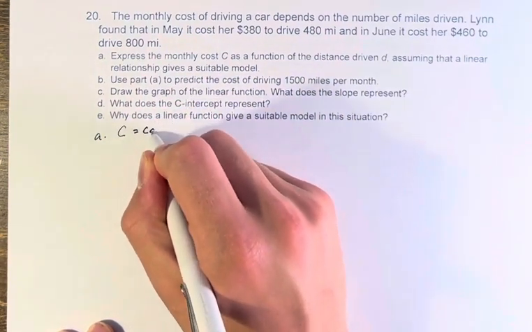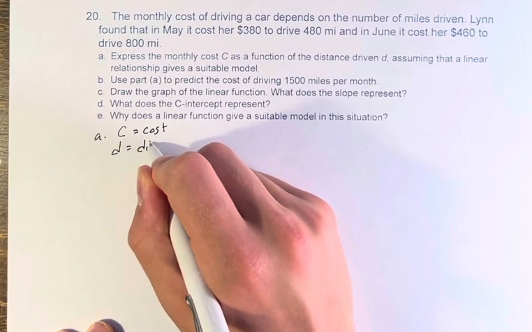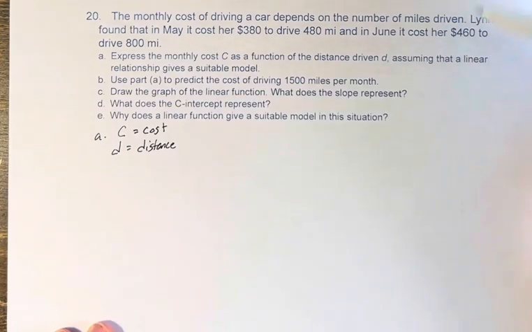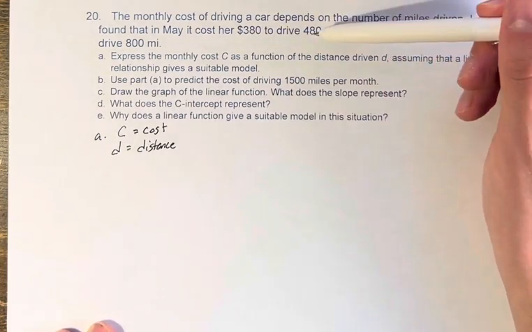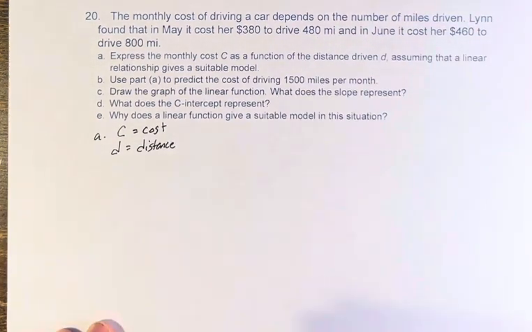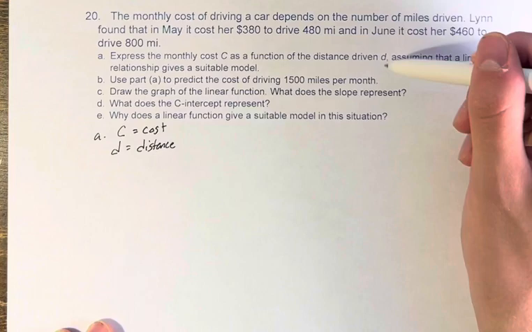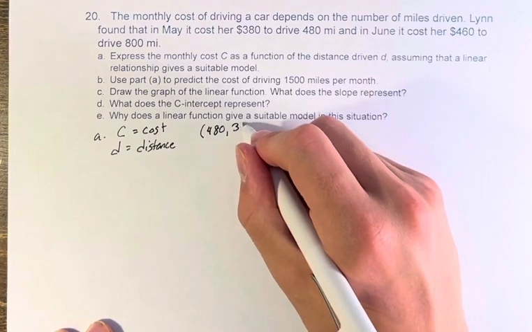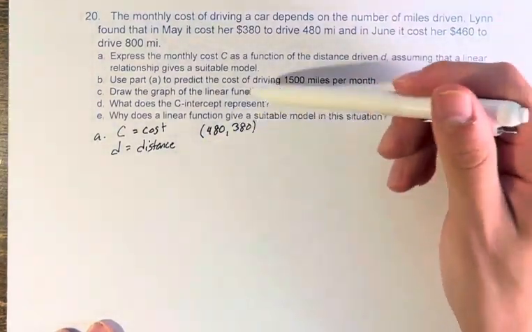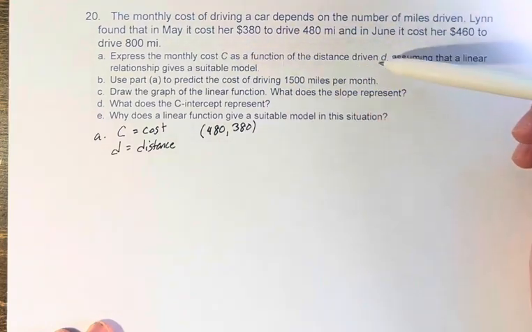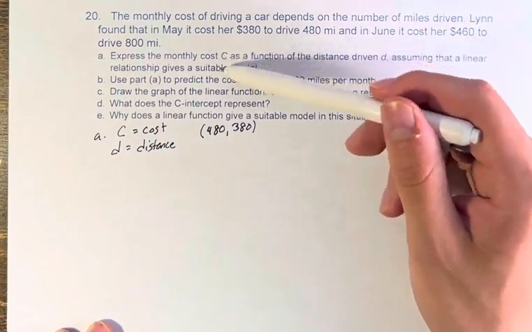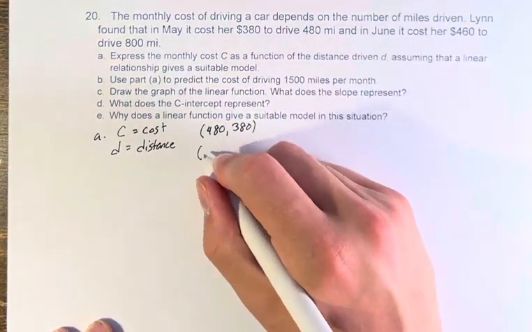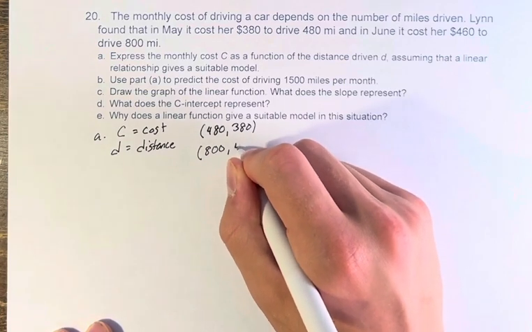So C equals cost, D equals distance, and we have 2 points of reference here. We know that it costs $380 for 480 miles. So that is going to be a point of our function where D is the x variable, 480, and cost is the y variable, 380. Why is it not the other way around? Because it's C as a function of D. So C is the dependent variable, just like y would be in an xy situation. And in June, 800 results in $460.